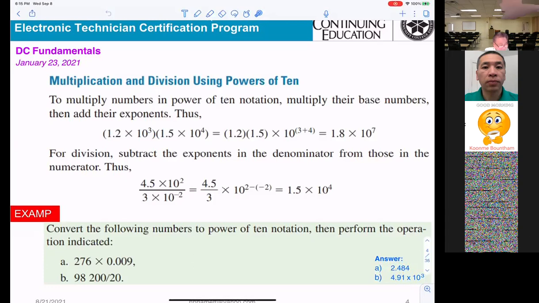Later on, when you go to the handout and try to do it, if you cannot get the answer right, then you can ask me. For example, 98,200 divided by 20. The answer will be 4.91 times 10 to the power of 3.